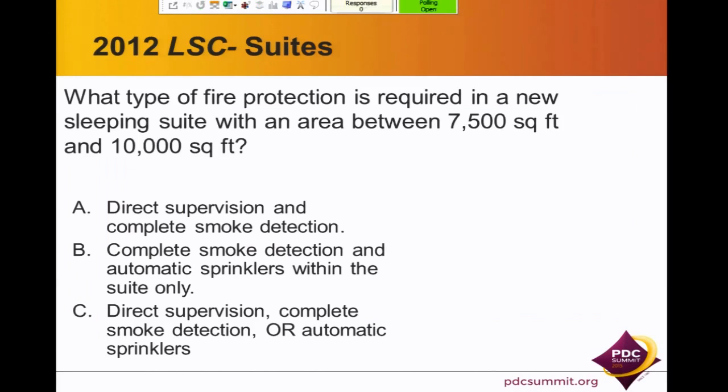Okay, next question. What type of fire protection is required in a new sleeping suite with an area between 7,500 and 10,000 square feet?